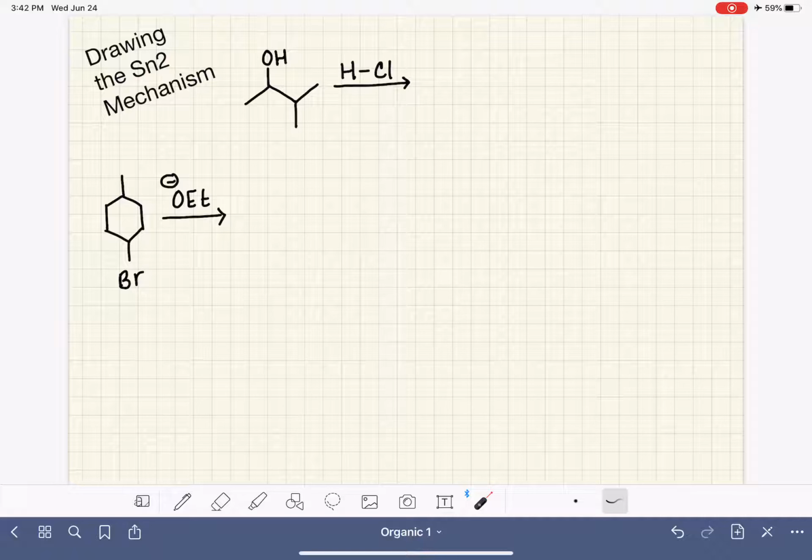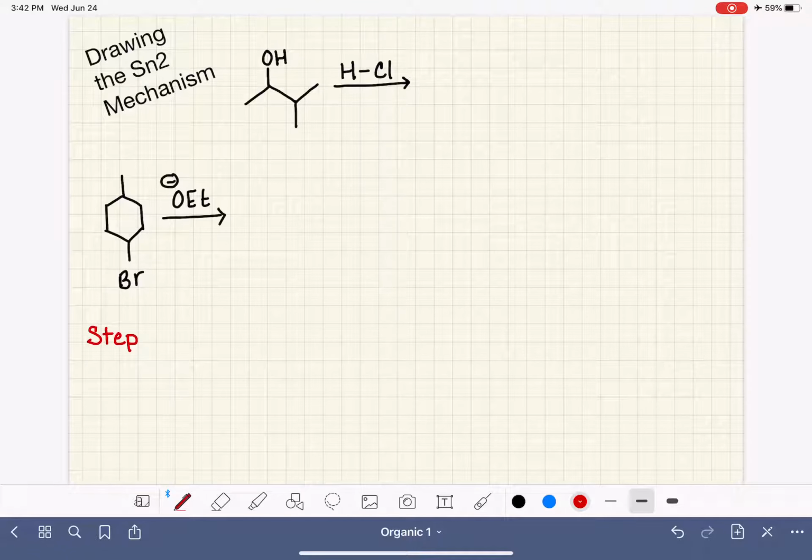When you're drawing the SN2 mechanism, there's a maximum of 3 steps that you need to take as you are drawing the mechanism. And in this video, we are going to practice drawing SN2 mechanisms and going over the 3 steps that we have to take.